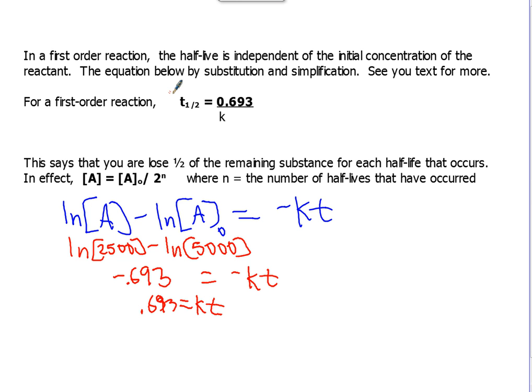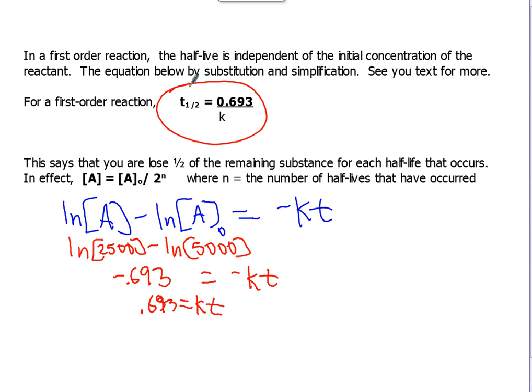So this ratio relationship is a given one on the equation sheet. T1 half, that means the time it takes for half of it to go away, is equal to 0.693 over K. That's just so that you don't have to go through those steps and try to work it out yourself.